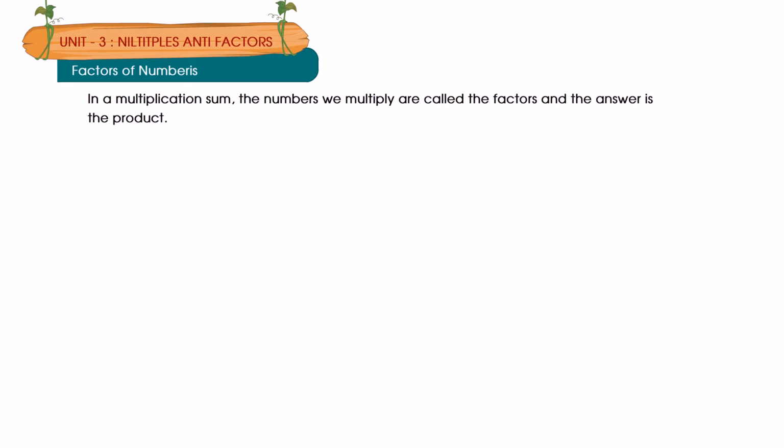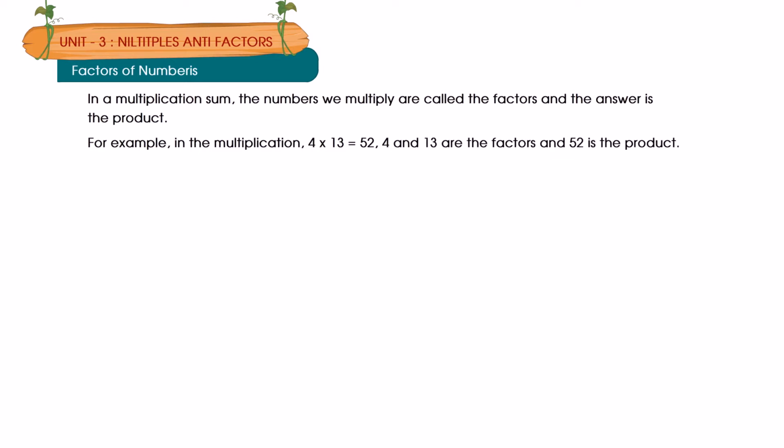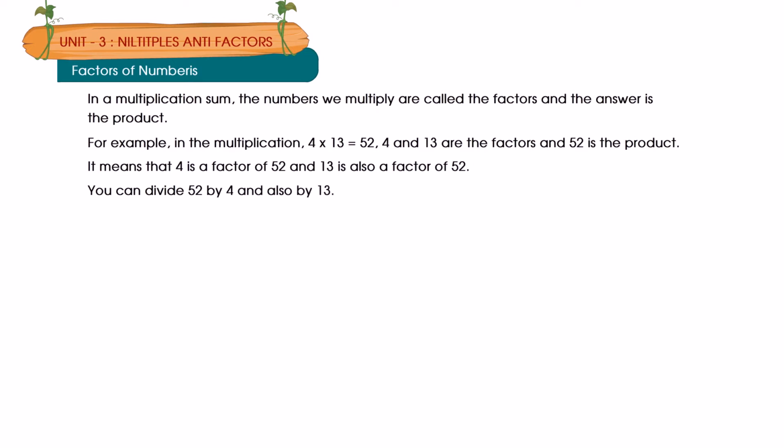Factors of numbers. In a multiplication sum, the numbers we multiply are called the factors and the answer is the product. For example, in the multiplication 4 into 13 is equal to 52, 4 and 13 are the factors and 52 is the product. It means that 4 is a factor of 52 and 13 is also a factor of 52. You can divide 52 by 4 and also by 13. There will not be any remainder in these divisions.